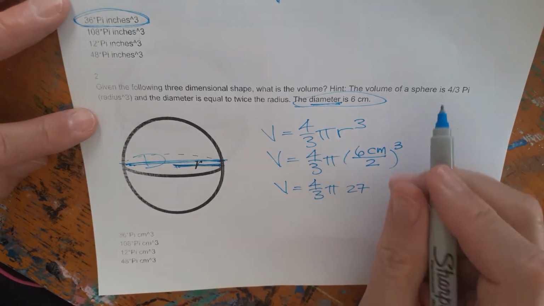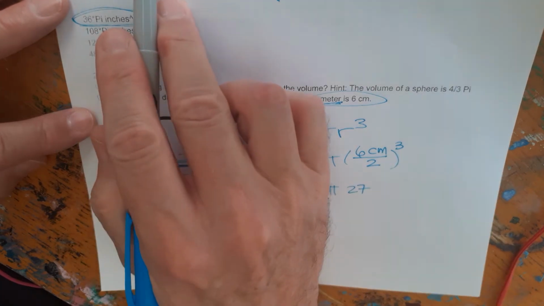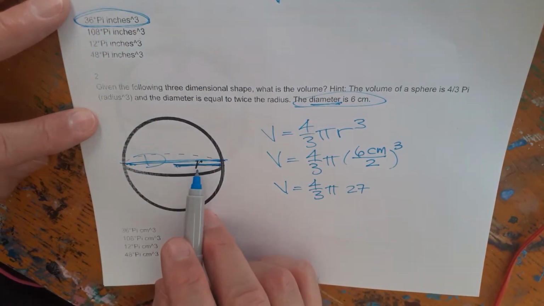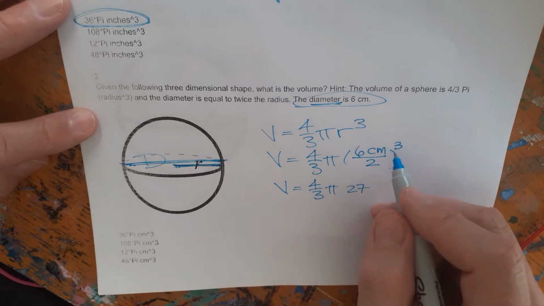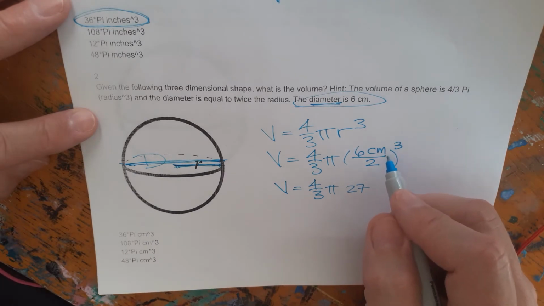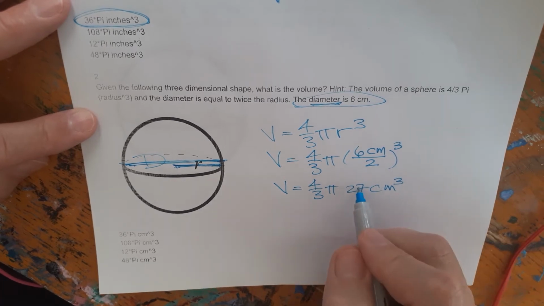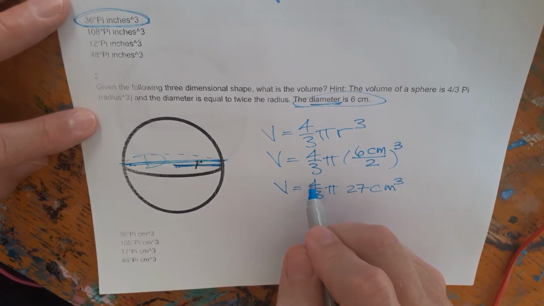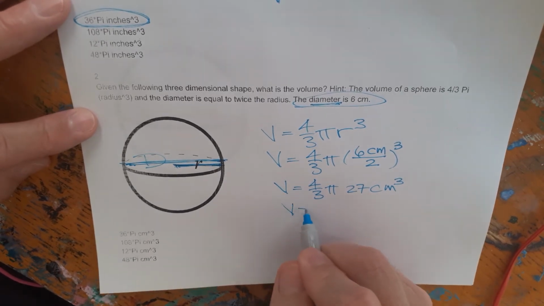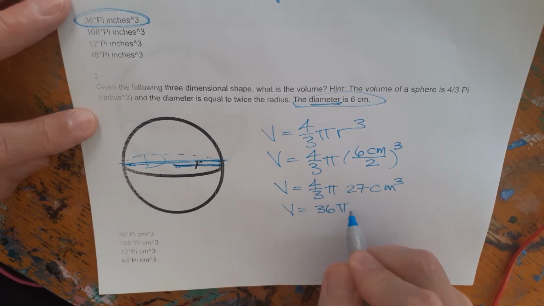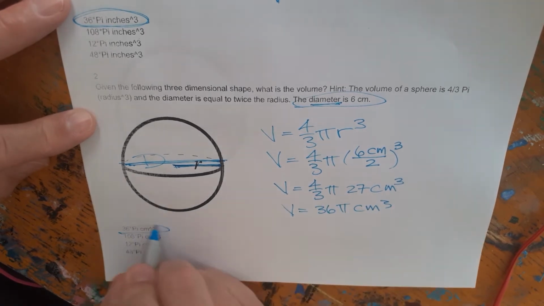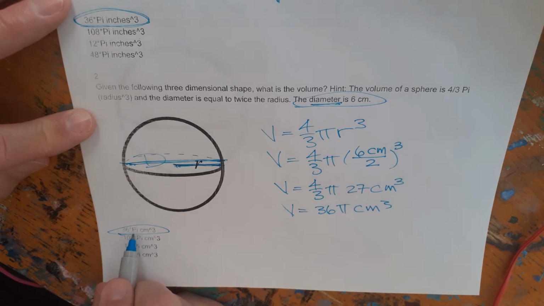It ends up being the same thing because we had 3 inches for the radius up here and 6 for the diameter. So it's going to be the exact same answer. Centimeters cubed is centimeters cubed. Good, that's volume. 27 divided by 3 is 9 times 4 is 36. V equals 36 pi centimeters cubed, 36 pi, and here they just wrote the word pi for pi.